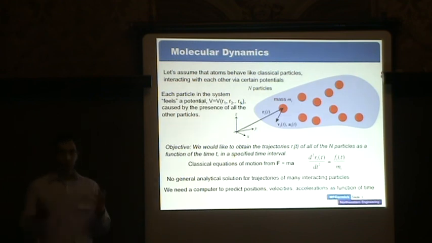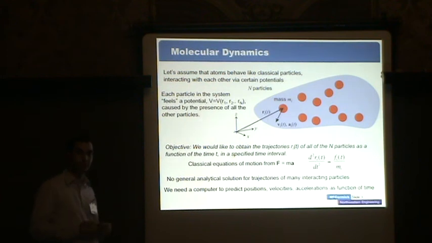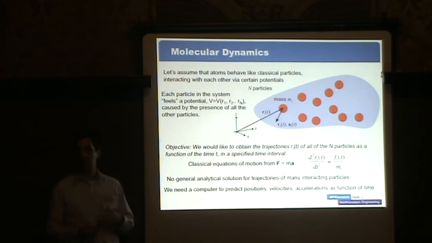And then the objective of this approach is, of course, we want to be able to see the trajectories of all of the particles as a function of time in a specified time interval. We have the classical equations of motion, F equals ma, and if you have more than 2 or 3 particles, the general solution for many interacting particles doesn't exist. So this is why we need a computer model to predict the time evolution of these systems. We need to predict positions, velocities, and accelerations as a function of time.